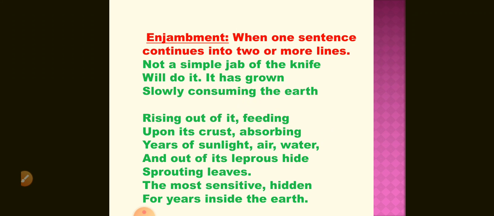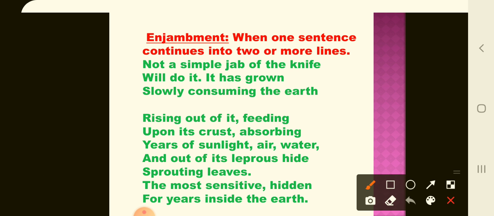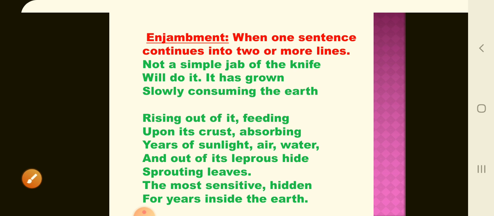The first poetic device is enjambment. What is enjambment? When one sentence continues into two or more lines, it means one line of poetry rolls on to the next line without any pause. You can see the example given over here: "not a simple zap of knife", no punctuation mark. Same thing, "rising out of it, feeding", at the end no punctuation marks. So this we call enjambment.